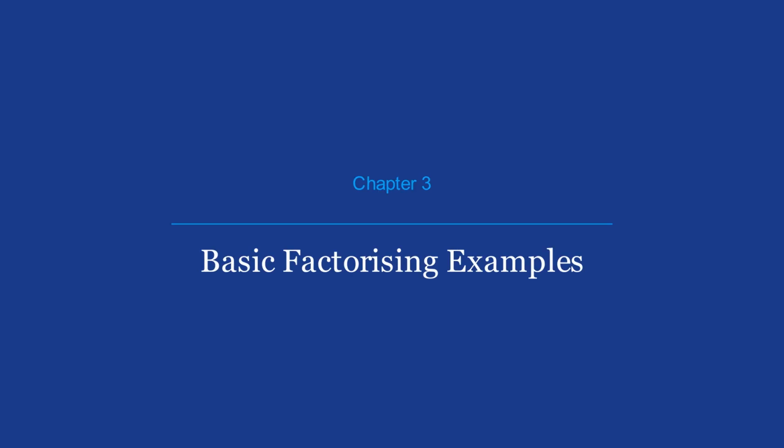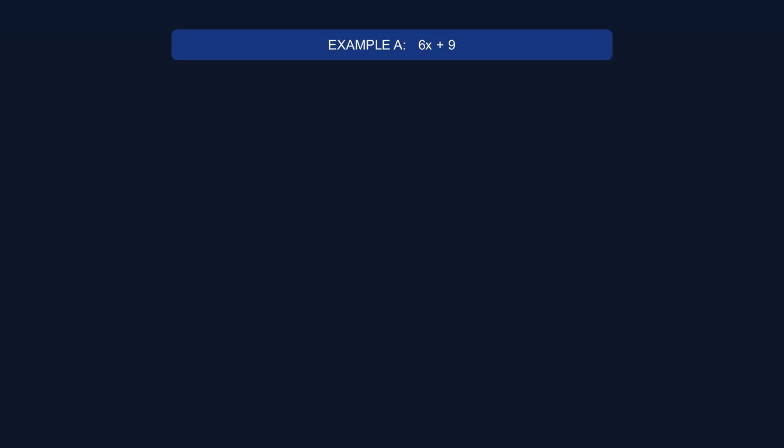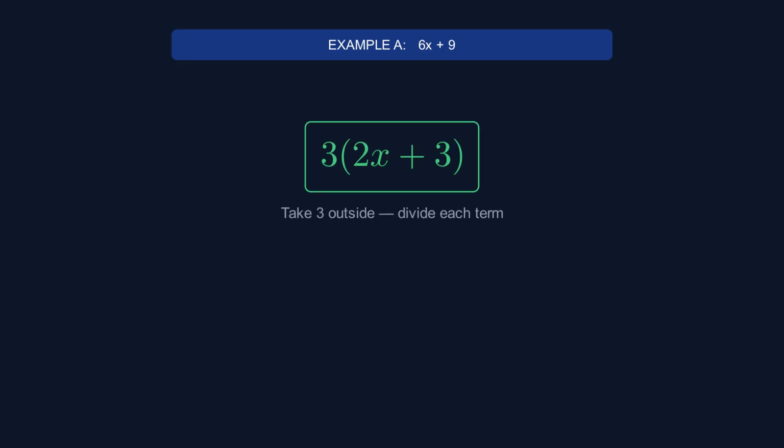Chapter 3. Basic factorizing examples. 6x plus 9. The HCF of 6 and 9 is 3. So we take 3 outside, and the expression becomes 3 into 2x plus 3. Always expand back to confirm your answer.